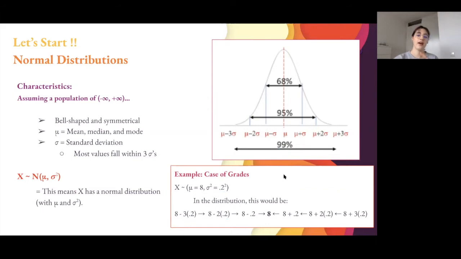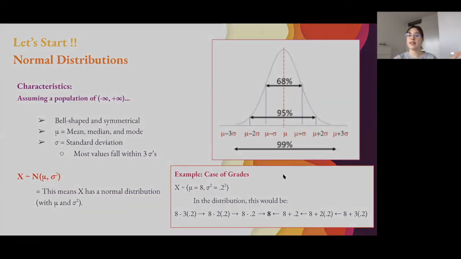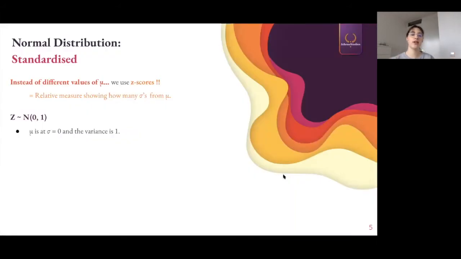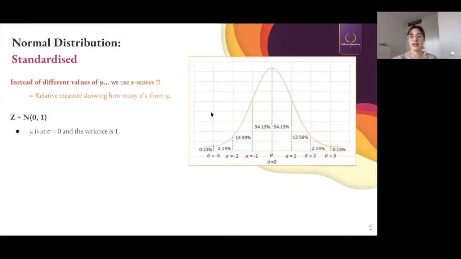And then we need to take that normal distribution and put it in a standard form. So instead of having all these different values of mu, like we just saw in our grades example with 8, 8.2, 8.6, etc., we use z-scores to make it a bit simpler. So in this case, it's a relative measure. It's showing how many standard deviations from mu. And the way this looks is exactly like this.